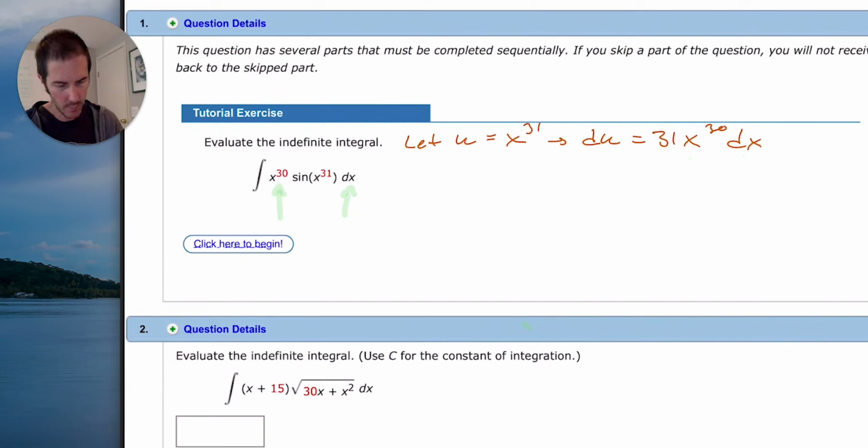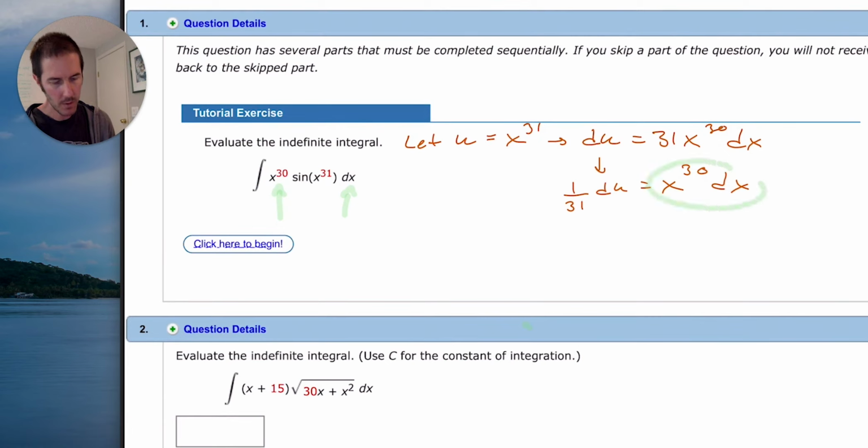So let's do that real quick. I'll just put a little arrow down here that says if I multiply both sides by 1 over 31, then I get 1/31st of a du equaling x to the 30th dx. Now I'm ready to make my substitution. These factors are going to go in where those match up with. So that's the second bit of substitution that's going to happen.